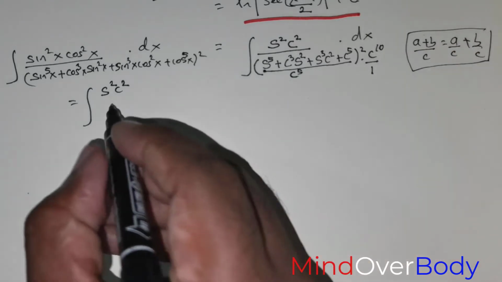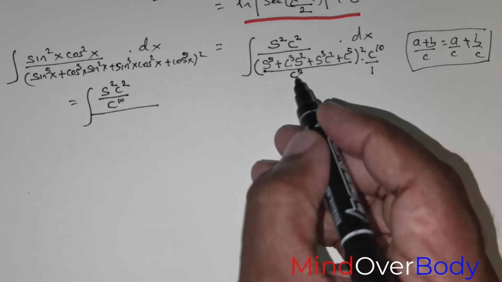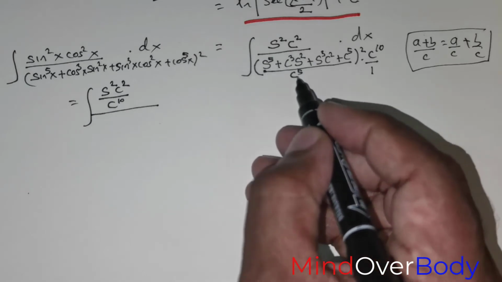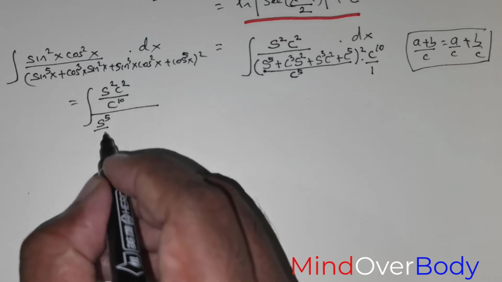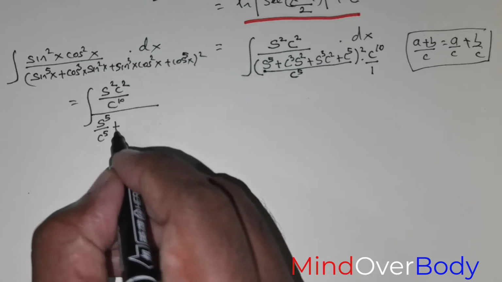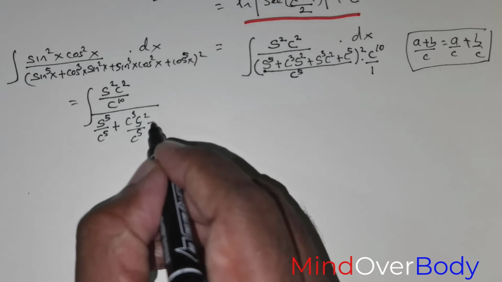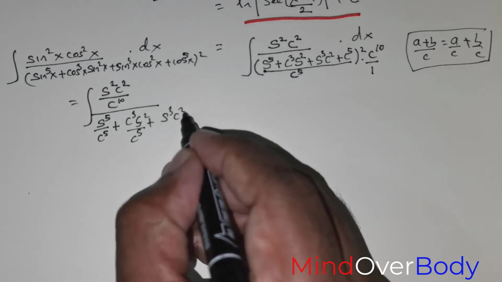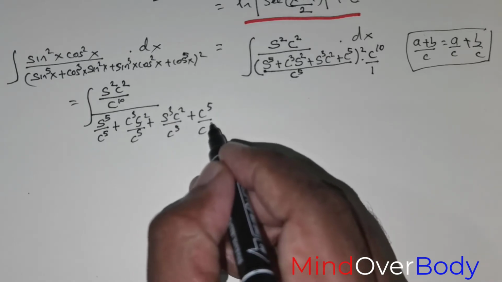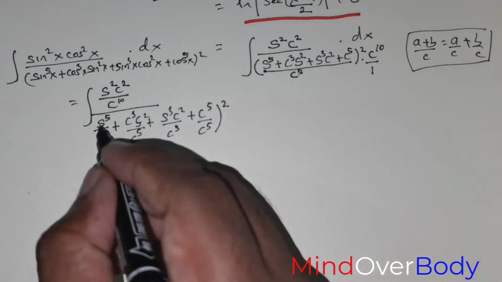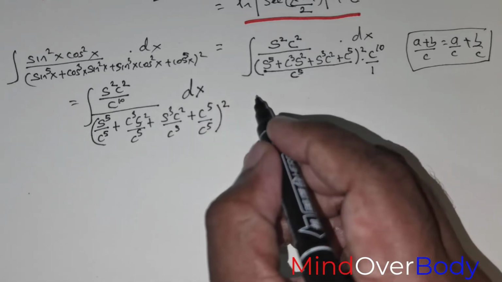So if I were to flip it, this is going to be c to the power of 10 divided by, as I mentioned, I will be dividing every term by c to the power of 5. So this is s to the power of 5 over c to the power of 5 plus c cubed s squared divided by c to the power of 5 plus s cubed c squared divided by c to the power of 5 plus c to the power of 5 divided by c to the power of 5. This is entirely raised to the power of 2. Of course, I've got dx that has to be placed here.